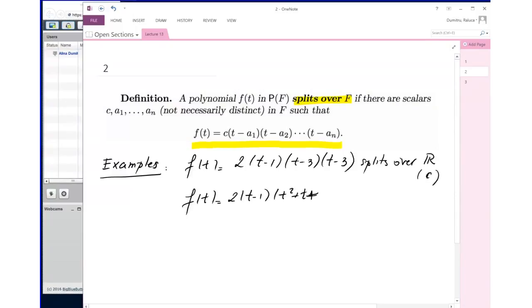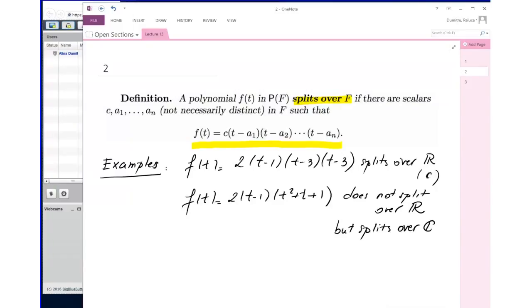However, what's going on with this one? This one here does not split over R, right? Because t squared plus t plus 1 cannot be factored over R. So when F equals R, this polynomial doesn't split. But when F equals C, it still splits, because it can be further factored with complex numbers. Any polynomial will split over C, right? If you remember the fundamental theorem of algebra, any polynomial of degree n has n zeros over C. That's not the case over R.